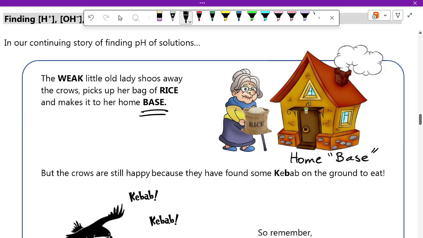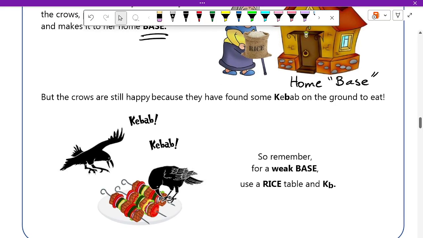And so if you have a base, the little old lady, the rice is no longer on the ground, so what are the crows going to eat? They found some kebab on the ground. Where did that come from? I don't know. Your imagination. Okay, they found some kebab on the ground to eat. Aren't they happy? Kebab, kebab. Kb, Kb.